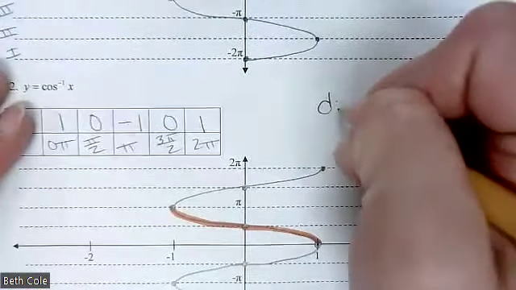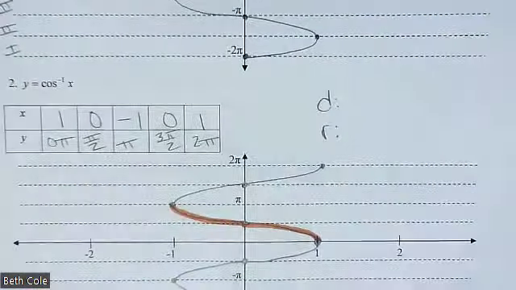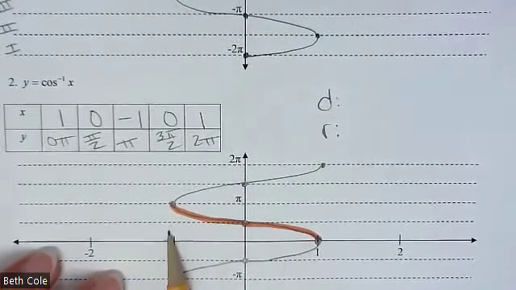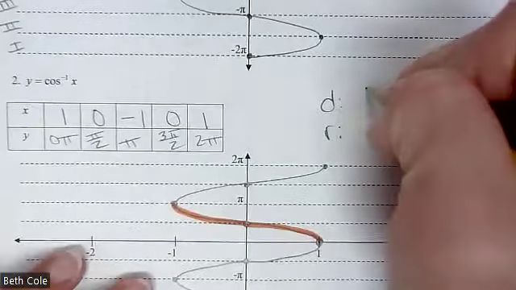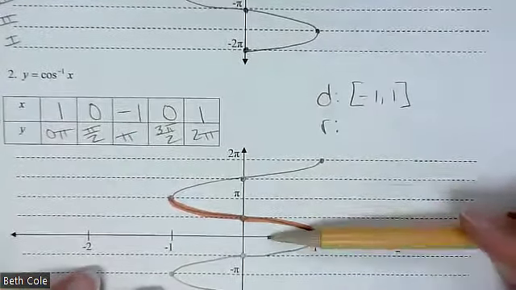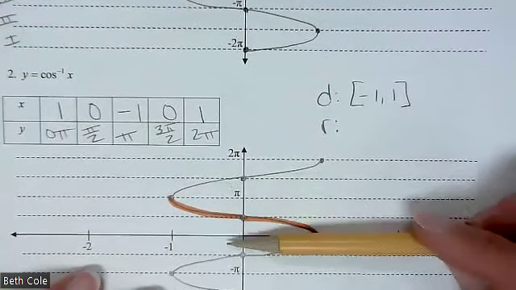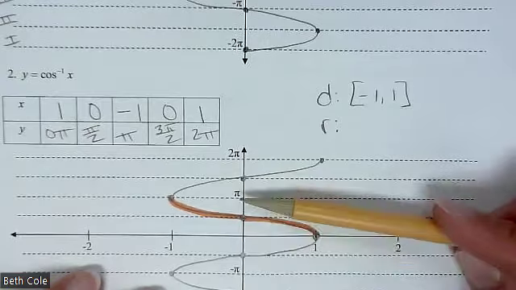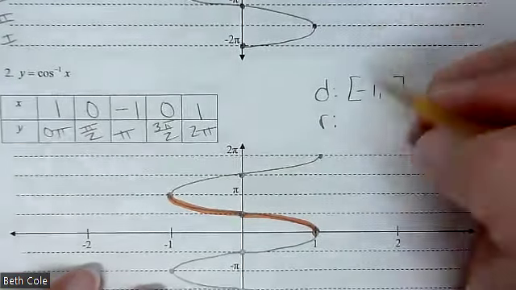So let's list out our domain and range. Domain is left to right. So what is that going to be? Yeah, -1 to 1. And your range downwards to upwards, just the highlighted part, 0 pi to 1 pi.